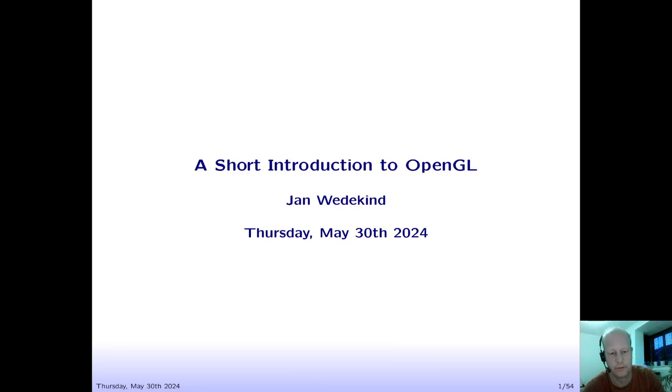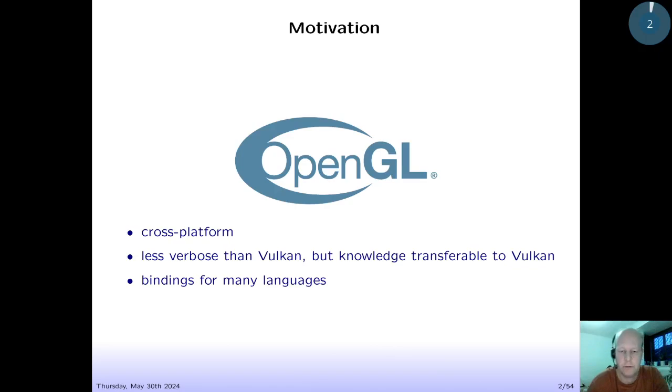This is a short presentation about OpenGL. OpenGL is basically a cross-platform library for 3D graphics. It's less verbose than Vulkan, but even if you want to later move on to Vulkan, the OpenGL knowledge is transferable to Vulkan. And OpenGL also has bindings for many programming languages.